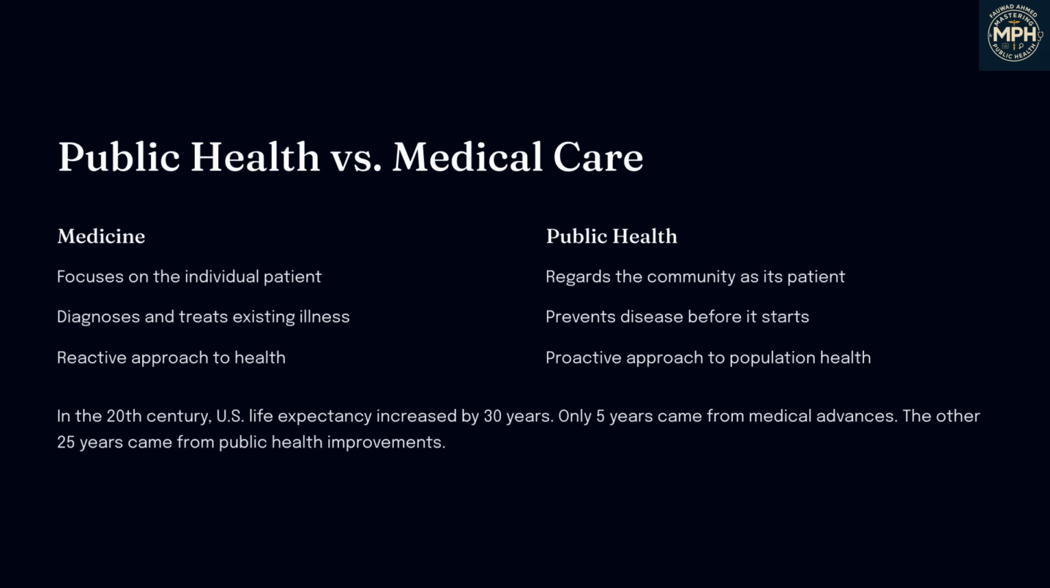And here's a striking fact. In the 20th century, life expectancy in the US increased by 30 years. But remarkably, only about 5 of those additional years can be attributed to advances in medical care. The vast majority, 25 years, came from public health improvements, such as cleaner water, better nutrition, improved housing, sanitation, and occupational safety. Public health is prevention.